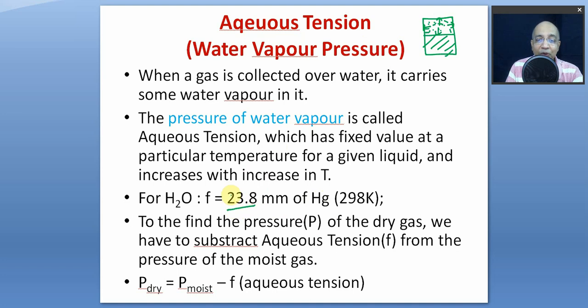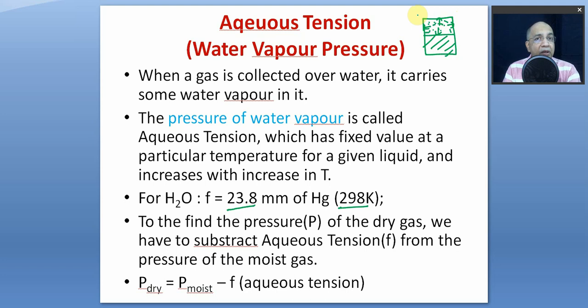So the aqueous tension, or the water vapor pressure of water at 25 degrees Celsius, that is the standard temperature, called room temperature, is 23.8. But as the temperature increases, this vapor pressure also increases, because more and more vapor escapes from the surface and the saturation vapor pressure becomes more, and therefore the pressure also will become more. So the lower the temperature, the fewer the molecules escaping the liquid surface, and the lower the vapor pressure.